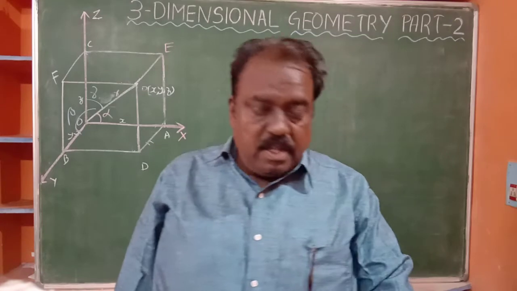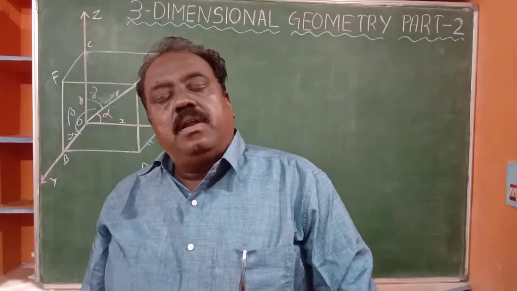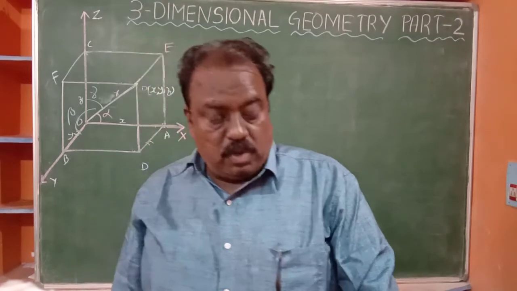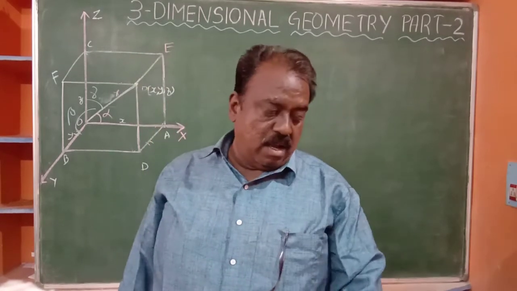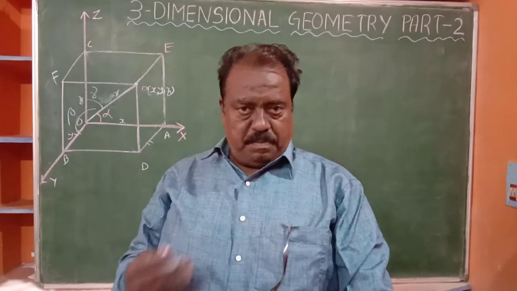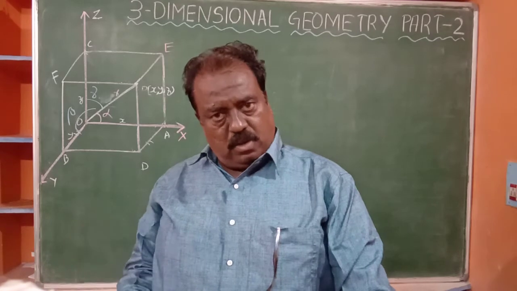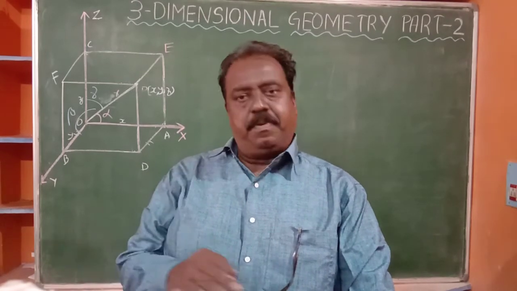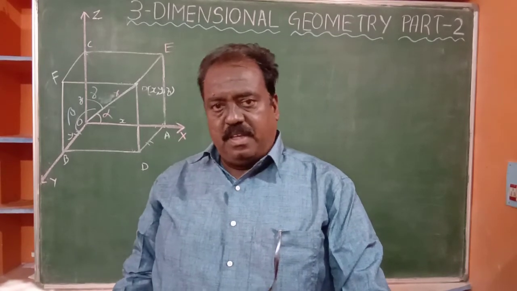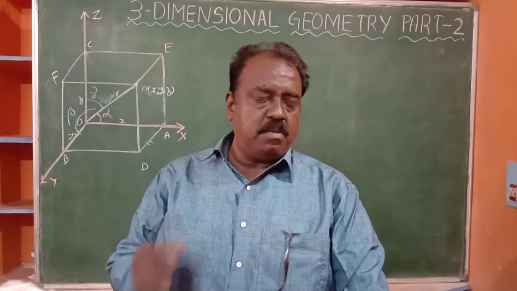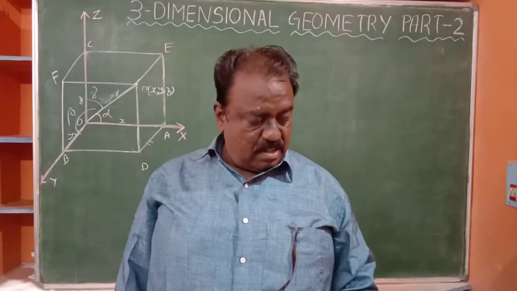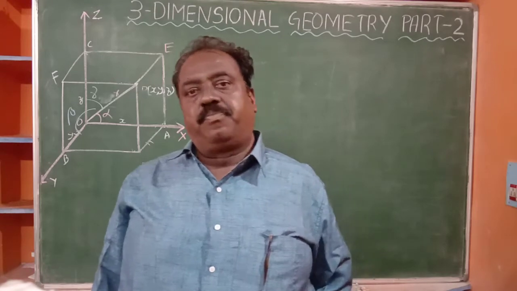This is three-dimensional geometry. We are in part 2 already. In part 1, we discussed the octants and the coordinates of a point in the first octant, and we also found the distance of any point from the origin, OP, which is the square root of x square plus y square plus z square. And we also discussed the direction cosines.